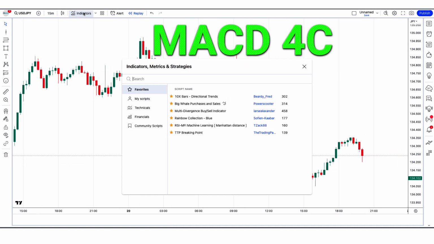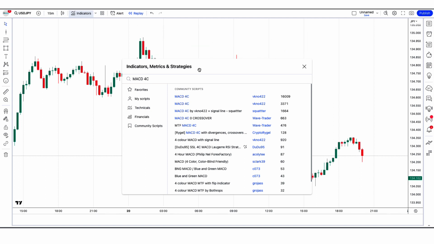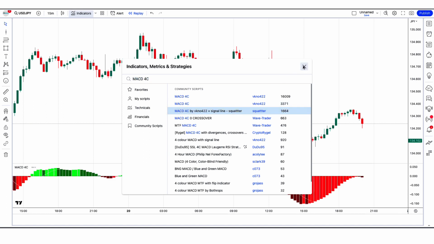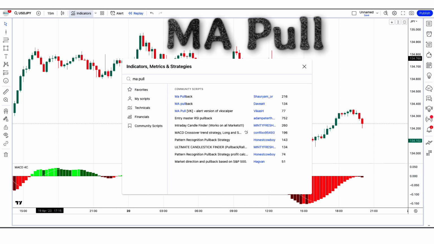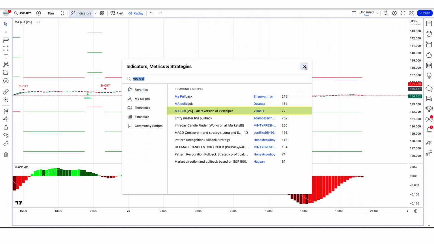First of all, we will search MACD RSI in the search box of Tradingview. After that, we have to click on MACD RSI by KNO 422 plus signal line by squatter option. After that, we have to apply another indicator on the chart. We will search MA pullback in the search box of Tradingview. After that, we have to click on MA pull alert version of scalping option.